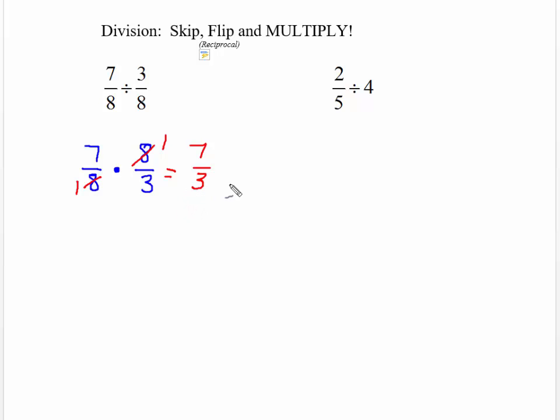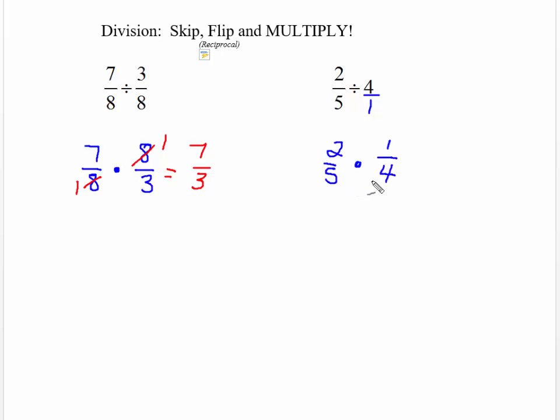When we're looking at the next one, again, I'm looking to skip the first, flip the second. Well, the second isn't a fraction, but remember, any whole number can be a fraction by going over 1. So when I'm skipping and I'm flipping, it becomes 1 over 4, and then again I multiply. So division is simply a setting up issue, and then I can do the same rules of multiplication as we did in a different video.